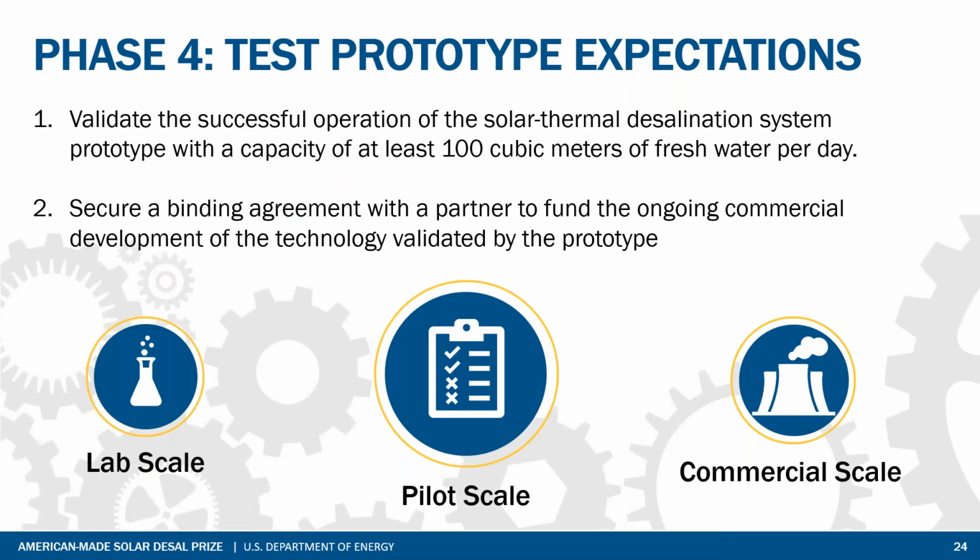Okay, the test contest is phase 4 of the prize structure, as we showed earlier. And what we are looking for is to validate the successful operation of the Solar Thermal Desalination System prototype with a capacity of at least 100 cubic meters of fresh water per day. That's fresh water. Okay, so the reason we picked that amount is because we are interested in something that's a little bit more than lab scale. Definitely not commercial scale yet, but somewhere in the middle.